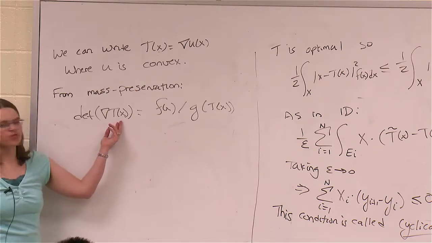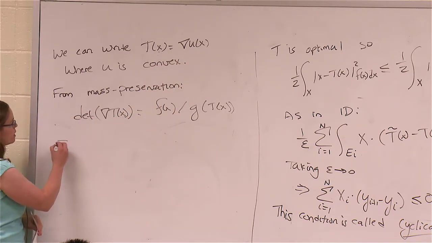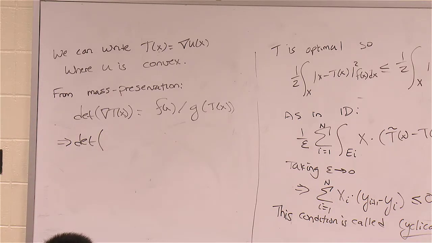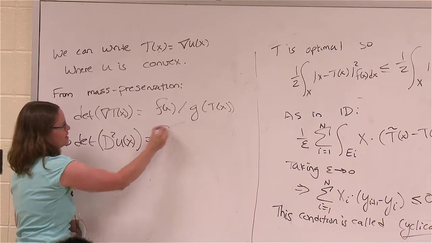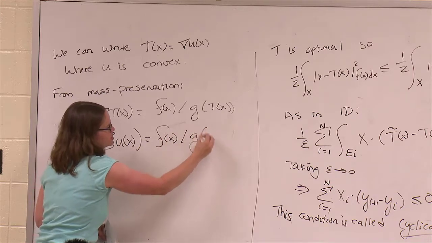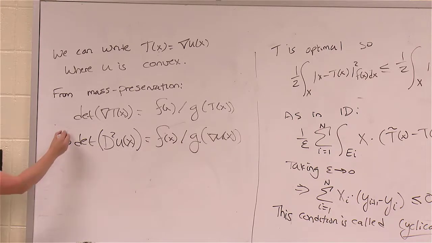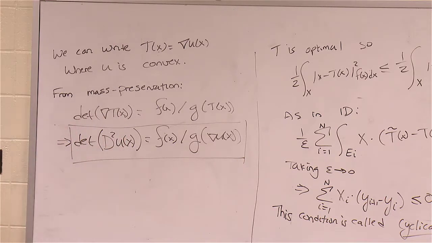And now we can fill things in a little bit. We know more about T. T is gradient of u. So what do I get? I get the Jacobian of the gradient of u. What's that? The Hessian. The Hessian, yes. So we got the determinant of the Hessian of u is equal to f of x divided by g of grad u of x. Okay, this is the Monge-Ampere equation.